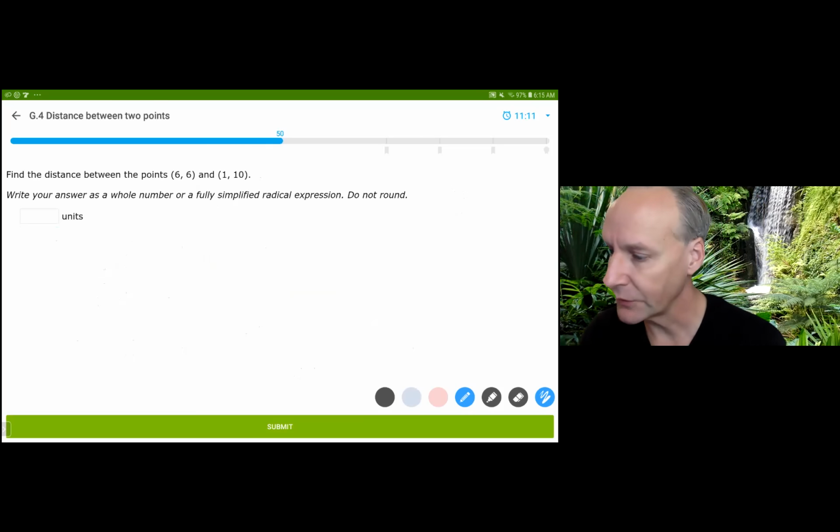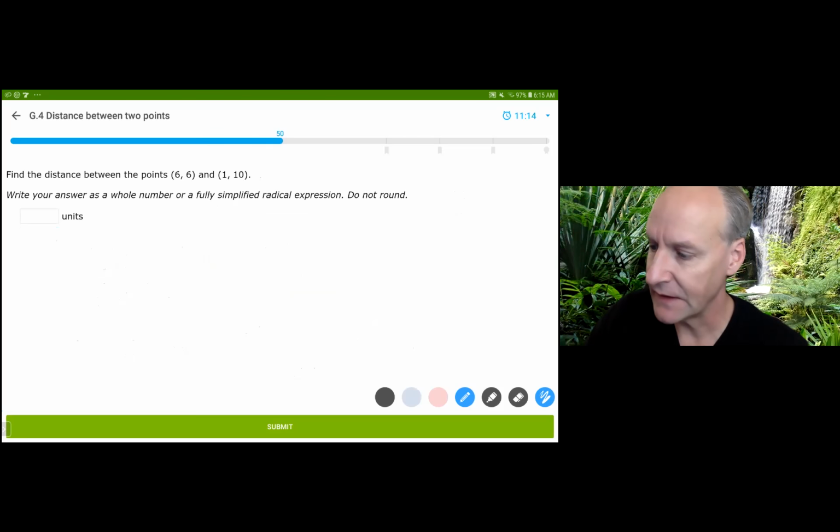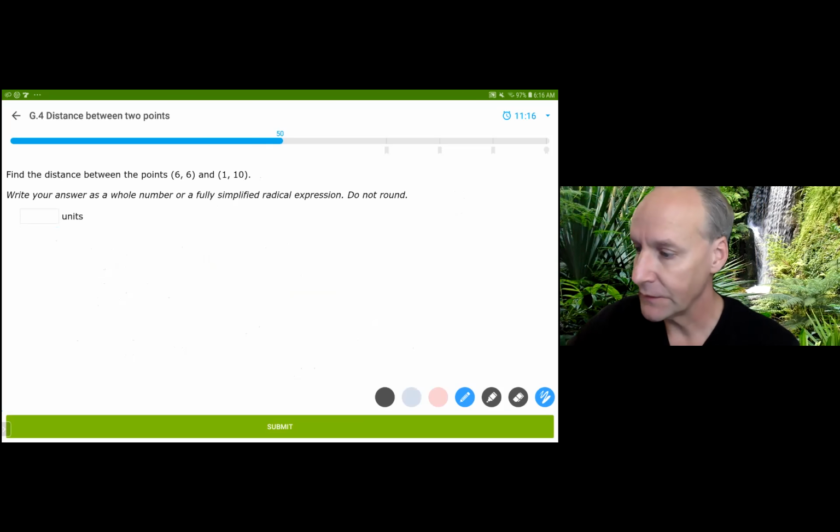It's like we're moving along pretty quickly. I guess they expect it to take you a while. Now I'm going to do this one in my head. That's going to be 4, 16, and 25 makes 41. So this is the square root of 41.